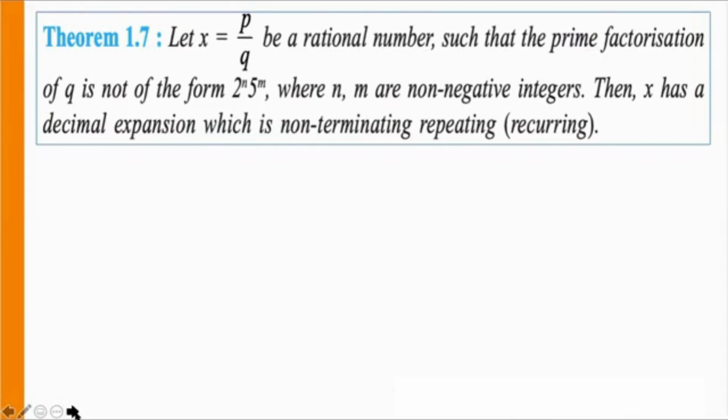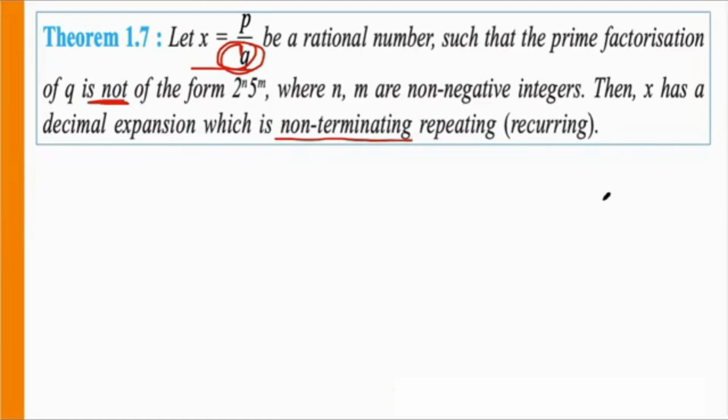Now, the next theorem is theorem 1.7. It says that if x is a rational number in the form of p by q, such that the prime factorization of q is not in the form of 2 raised to n, 5 raised to m, that means there are other factors here apart from 2 and 5, where n and m are non-negative integers. Then what is the conclusion? x has a decimal expansion, but the expansion will be non-terminating.